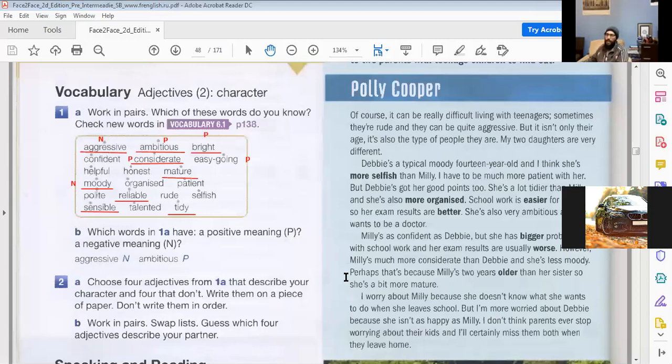What about reliable? If we say, for example, Usama is a reliable cousin. He's a reliable person. Is this a positive thing or a negative thing? Positive. That's correct. Being reliable is positive. Tidy, is it a good thing? It's also positive. Correct. Sensible. If we say he's a very sensible person, is this positive or negative? Positive. That's correct.